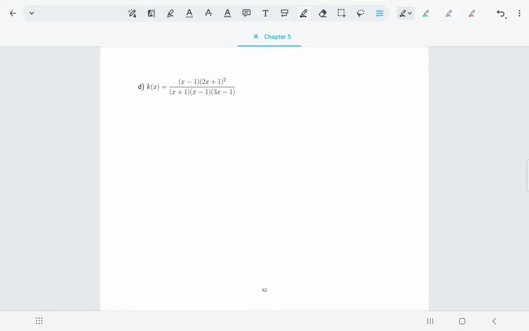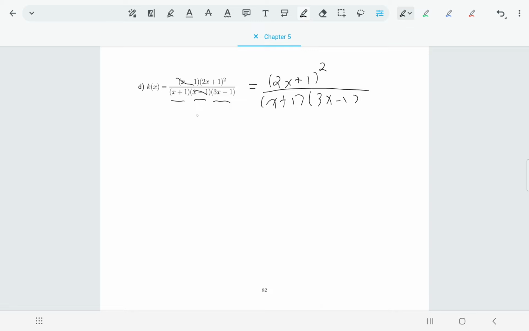Okay, one last one to do here. This one is in factored form, and so I don't really have a whole lot of work to do. I will just cancel those x minus 1's, giving me 2x plus 1 squared over x plus 1, 3x minus 1. And again talking about holes and vertical asymptotes first, we know that we have negative 1, positive 1, and positive 1/3, all as excluded values.